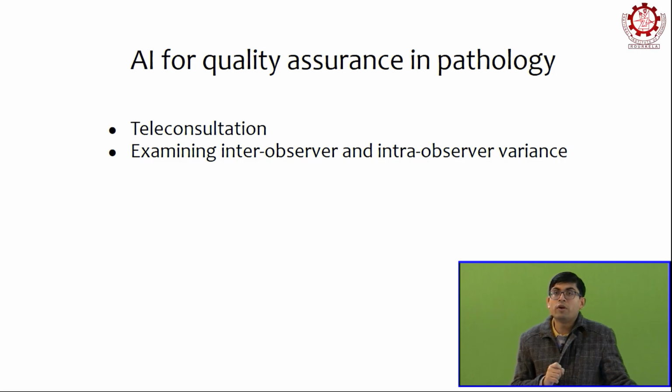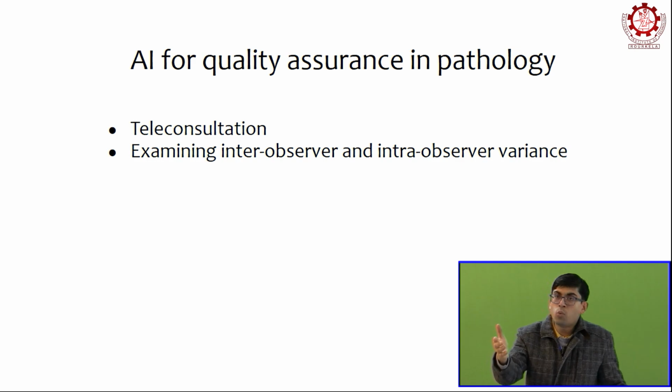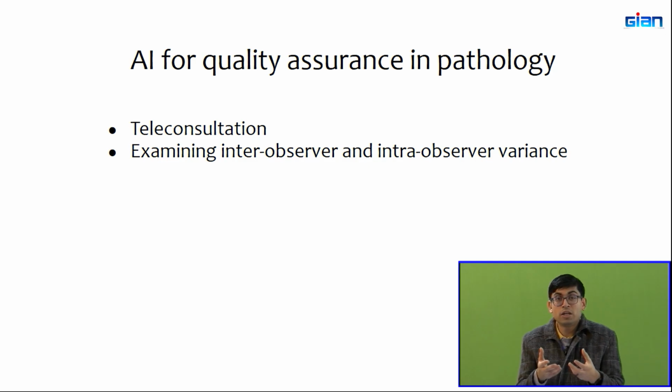So inter-observer variance. You have two pathologists here. Pathologist 1 says something, pathologist 2 says something. Because you have this collaborative setup now with your digitized tissues, they can look at it at the same time, they can sit together and discuss and then arrive at a consensus if needed, right.